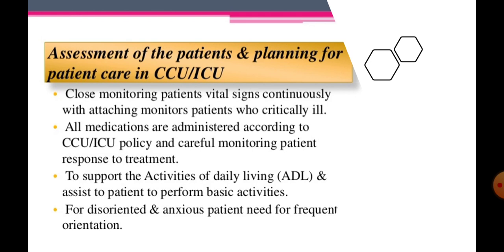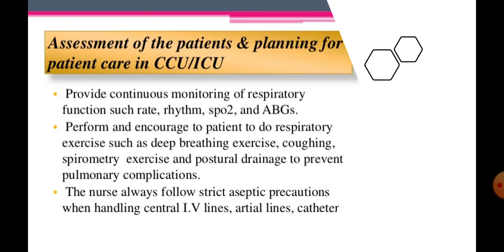To support the activities of daily living, assist the patient to perform these basic activities. Disoriented and anxious patients need frequent orientation. We should also provide continuous monitoring of respiratory function, that is respiratory rhythm, SpO2 and ABGs. Perform and encourage the patient to do respiratory exercises such as deep breathing exercise, coughing, spirometry exercise and postural drainage to prevent pulmonary complications. The nurse always follows strict aseptic precautions when handling central IV lines, arterial lines, catheters.